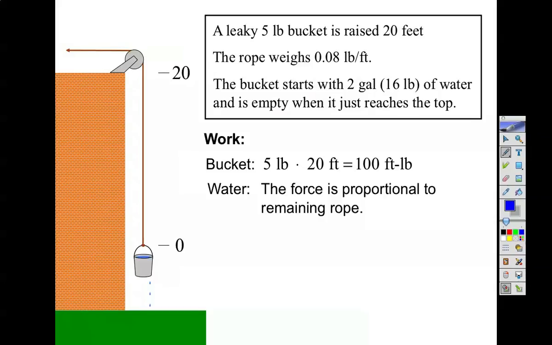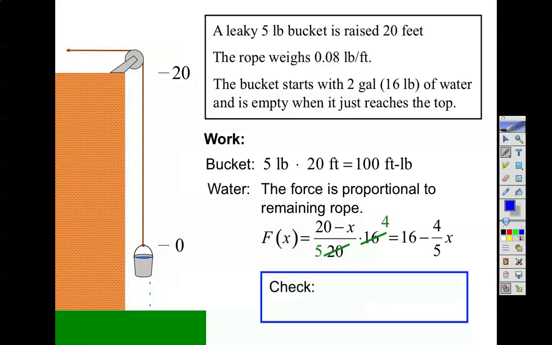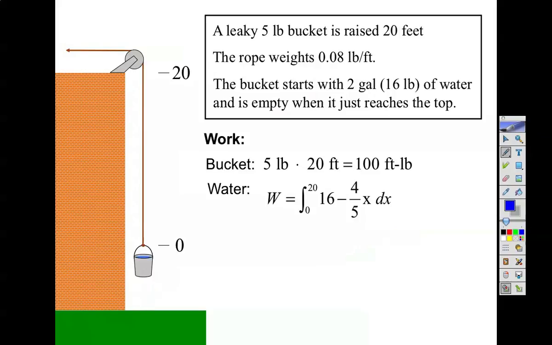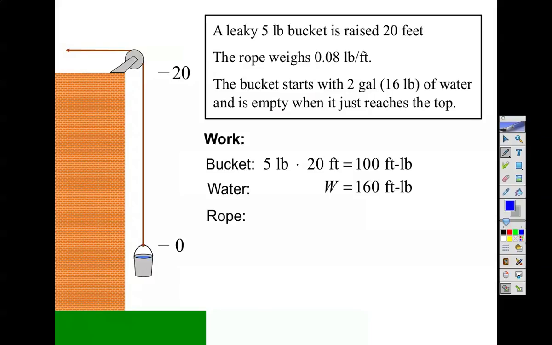All right, they do it a little differently in getting that proportion. 20 minus x is the distance it's pulled up out of a total distance of 20, times the amount of pounds, which is 16. But it ends up being the same thing. And they check it, and they say, okay, at 0 you've got 16 pounds, and at 20 feet you have no pounds. So there's the water. They go ahead and calculate that piece of it, so I'll skip ahead, because I think I like doing it this way better anyway.